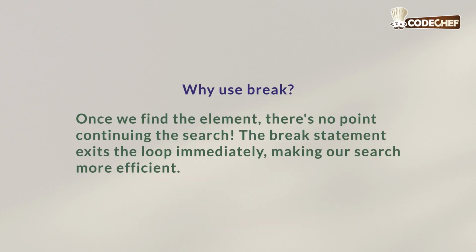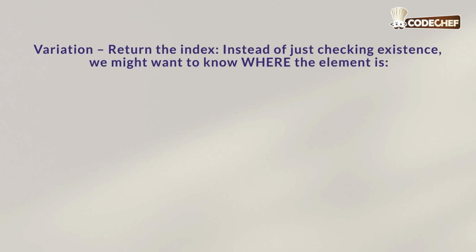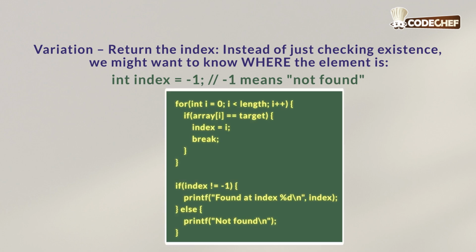Why use break? Once we find the element, there is no point continuing the search. The break statement exits the loop immediately, making our search more efficient. A variation of the problem is checking existence. We might want to know where the element is. So here, int index is -1, where -1 means not found. Then we run the loop, there's a break statement, and we print found at whichever index we find it, or we print not found. This is more useful because we get both existence and location.